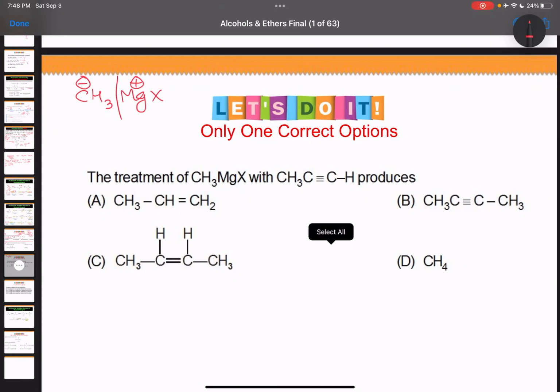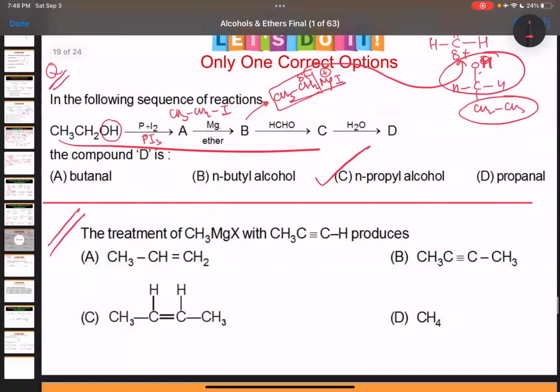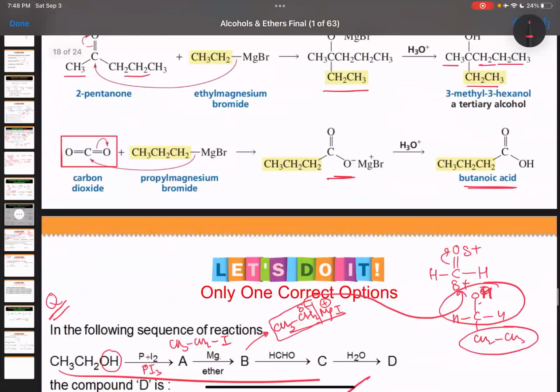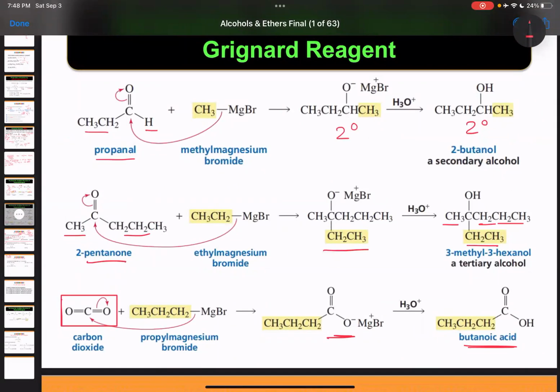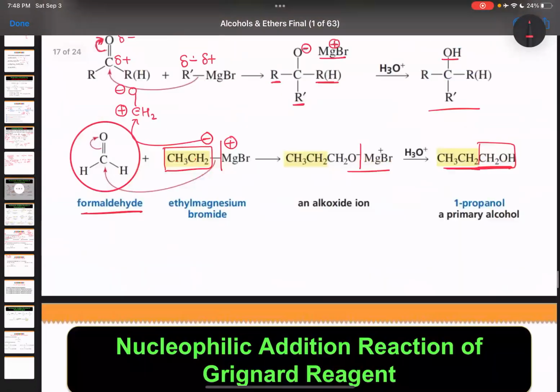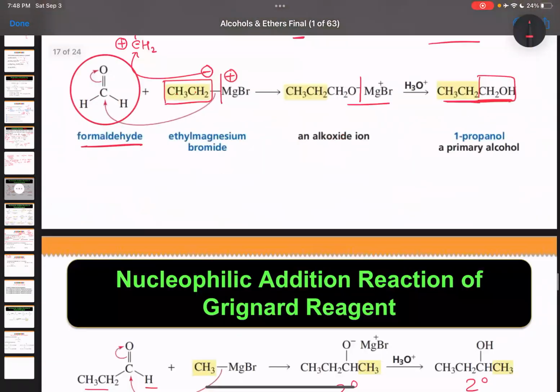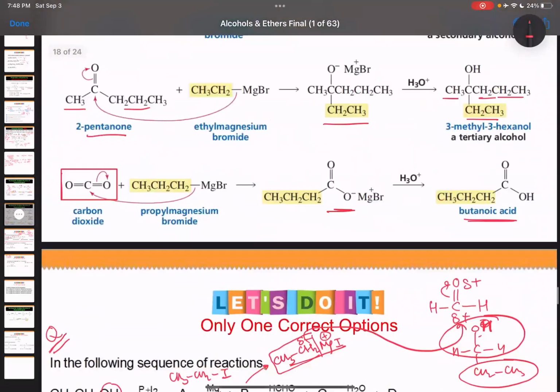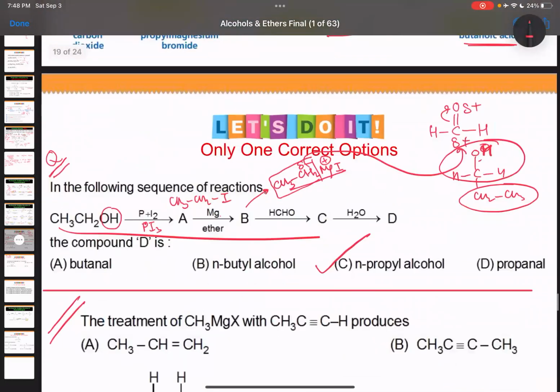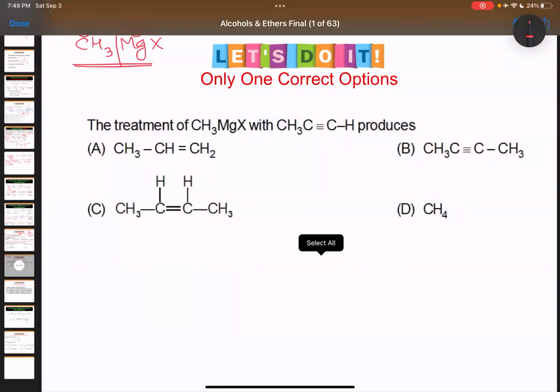Okay, so Grignard can act as a nucleophile. That's what we have seen. We have seen the nucleophilic addition reactions of Grignard on aldehydes, on ketones, on CO2 molecules. Okay, and many more are yet to come. But this Grignard can also act as a base. It can act as a base when there is a molecule which is having acidic hydrogen.